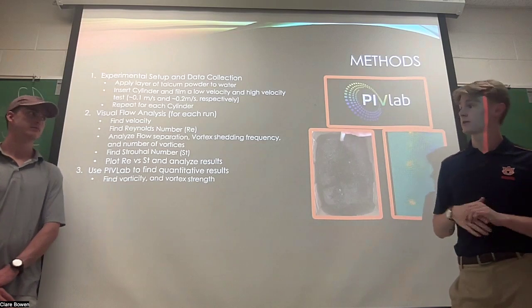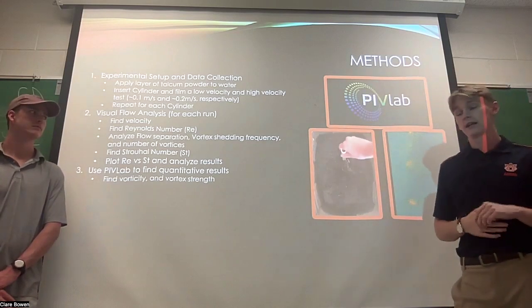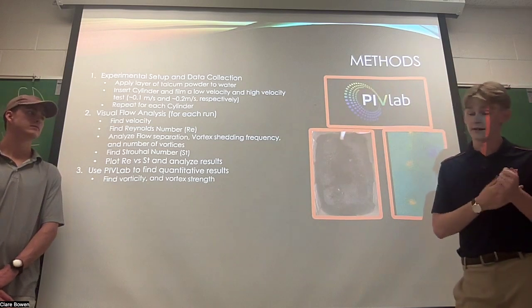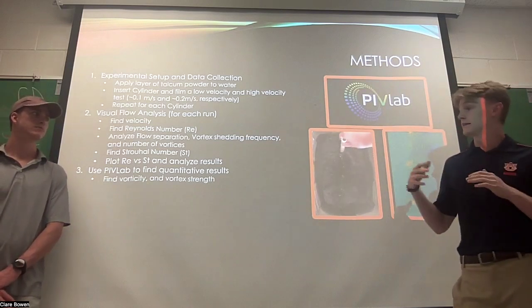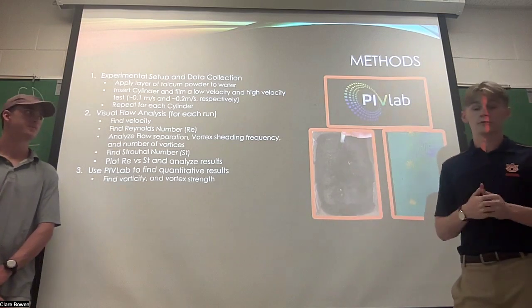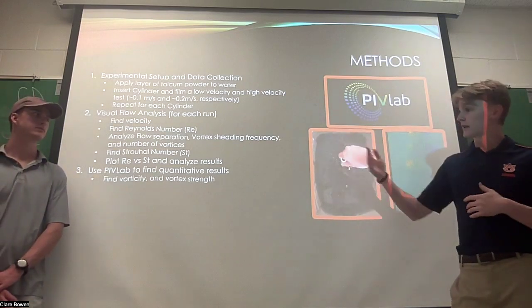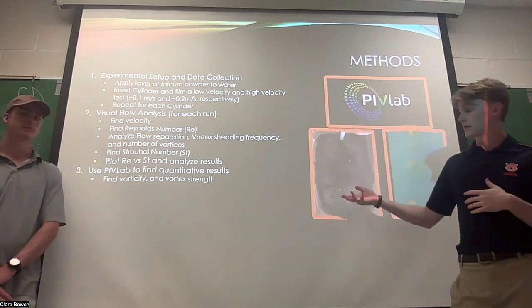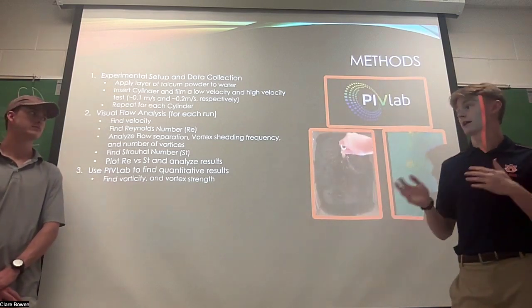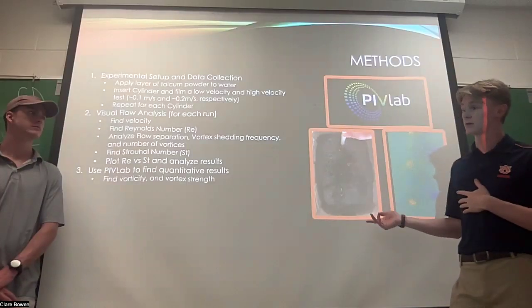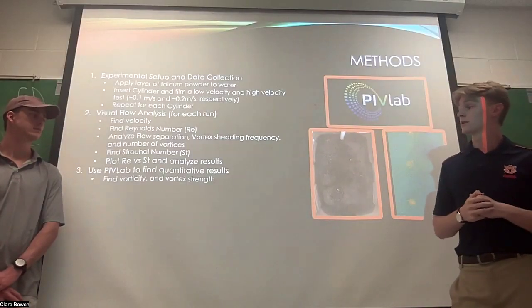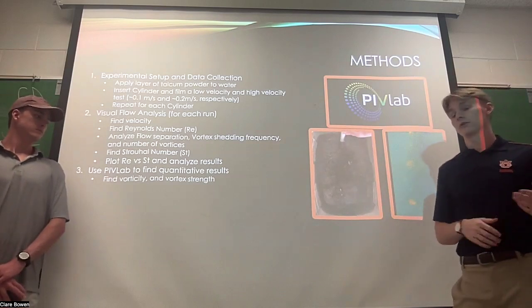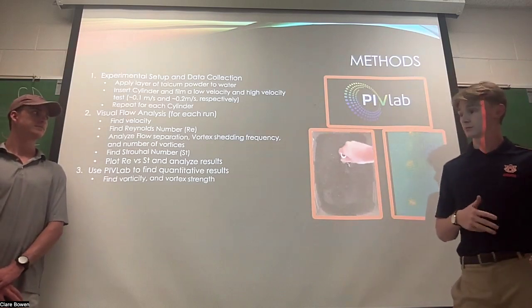Once we found that, we could do the Reynolds number calculation, which is found using the density of water, which is known, the dynamic viscosity, the different diameters of the pipes, as well as the velocity that we calculated. After that, we calculated the Strouhal number, which takes into account the vortex shedding frequency and the number of vortices, as I mentioned earlier. Once we had both of those, we plotted the Reynolds number versus the Strouhal number to see if there was any correlation between the two.